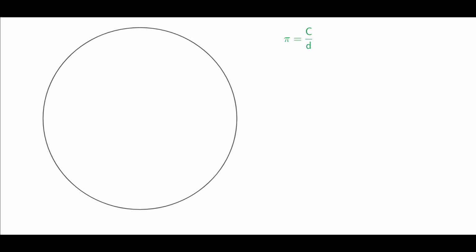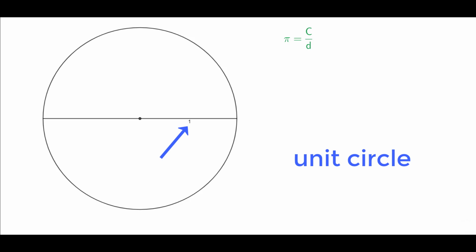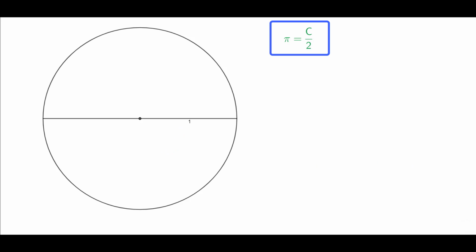I'll pick a circle with radius 1. This is called a unit circle. Since the radius is 1, the diameter is 2. So I can say that pi is now circumference divided by 2. Now all I have to do is find the circumference and I'll know the value of pi.